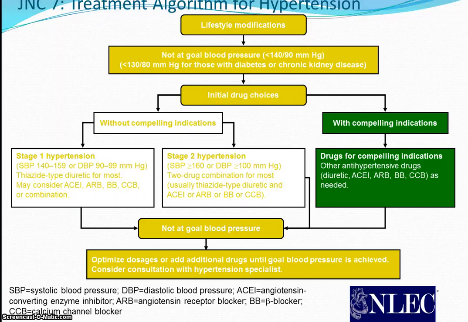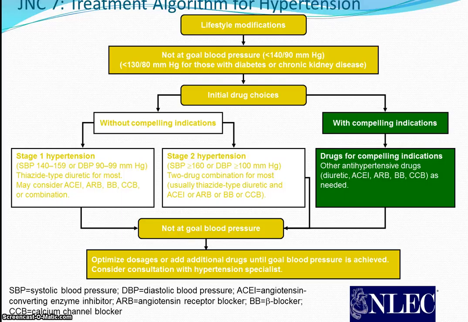Now, if they have compelling indicators, meaning that they have hypertension as well as some type of disease that goes on because of that hypertension, all right, they have to have antihypertensive medications. So they're going to get diuretics, ACE inhibitors, and beta blockers. We're going to do that for a while. We're going to have them come back, and we're going to recheck their blood pressure.